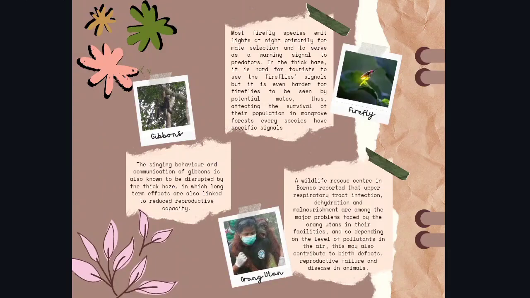These are a few examples of haze effects on animals. A wildlife rescue center in Borneo recently reported that upper respiratory tract infection, dehydration, and malnourishment are among the major problems faced by the orangutans and their families. Also, gibbon singing behavior and communication are known to be disrupted by the thick haze. And in the thick haze, it is hard to see the fireflies' signals, which means it is even harder for fireflies to be seen by their mates.